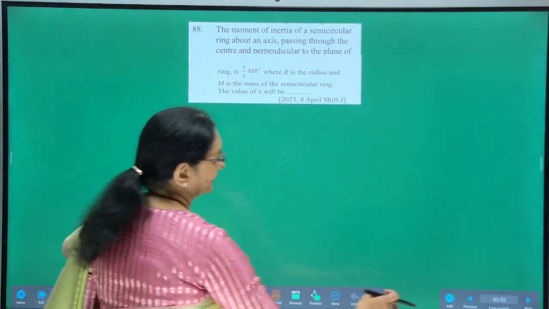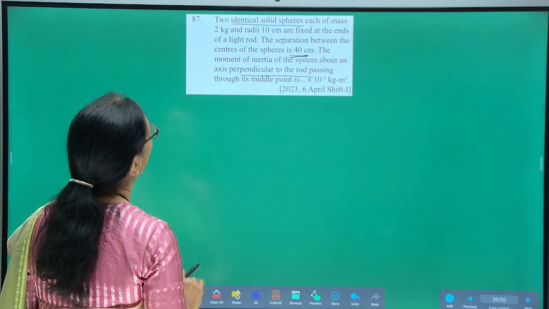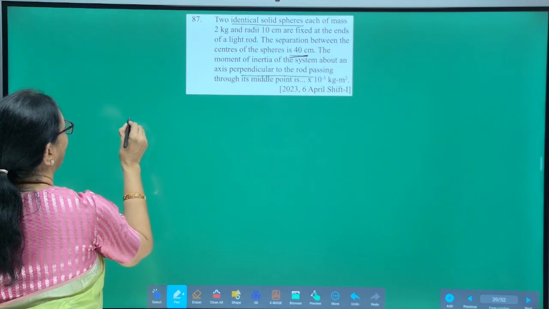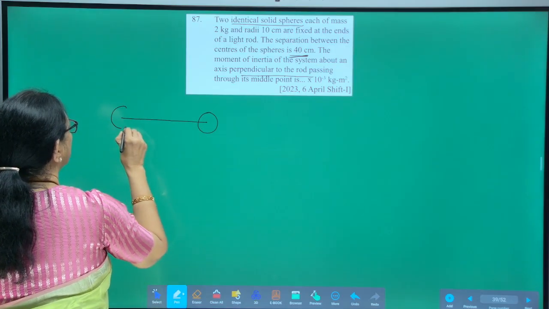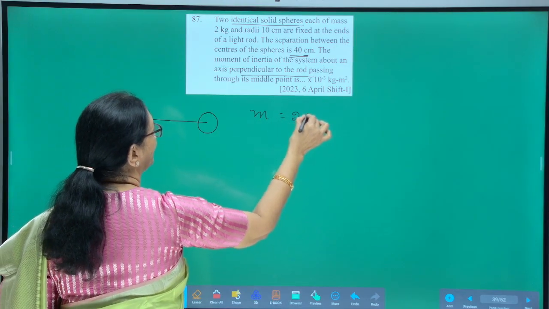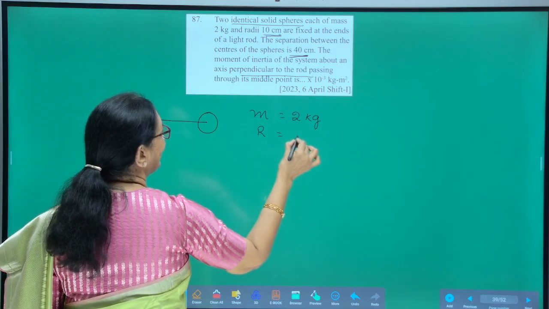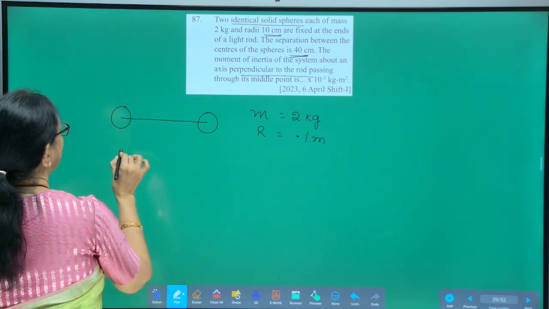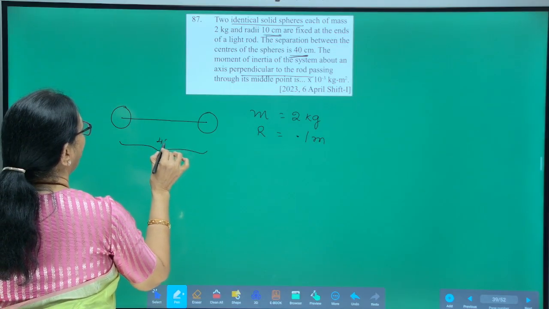Look here, I think we skipped one. Look into this: 2 identical solid spheres each of mass 2 kg and radius 10 centimeters are fixed at the ends of a light rod. So, this is a light rod whose mass is negligibly small. Mass of each sphere is given as 2 kg and the radius of each sphere is 10 centimeters. If you convert that into meters, it is 0.1 meter. Separation between their centers, that is the length of the rod used, is 40 centimeters.